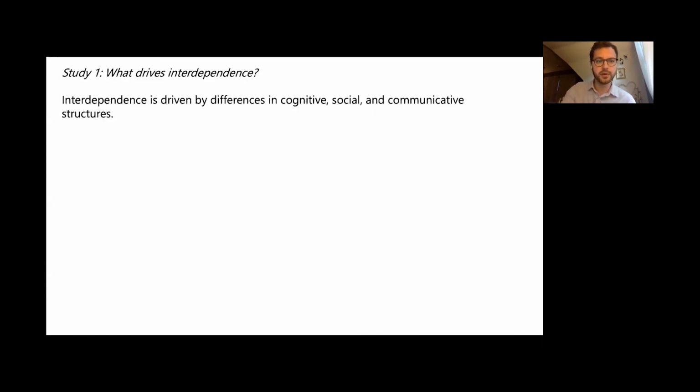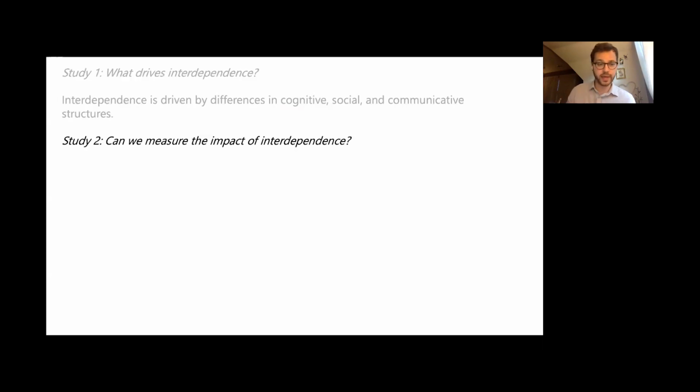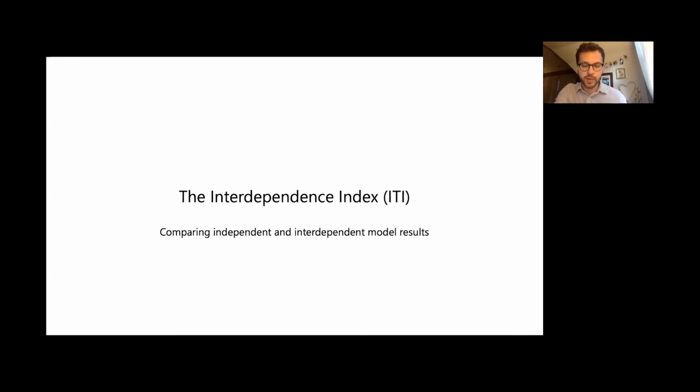It suggests that interdependence is driven by some differences in cognitive and social and communicative structures, but it's limited as a qualitative study. What would be nice is if we could get a quantitative grip on whether or not or how interdependence is happening here. And so for that, I turned to my second study where I developed a measure of the impact of interdependence. And I did this by developing what I'm calling the Interdependence Index, or the ITI.